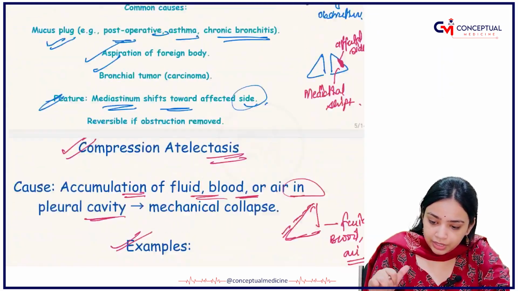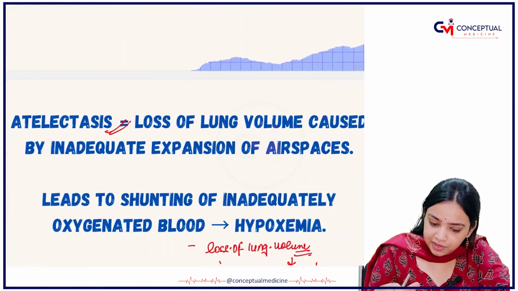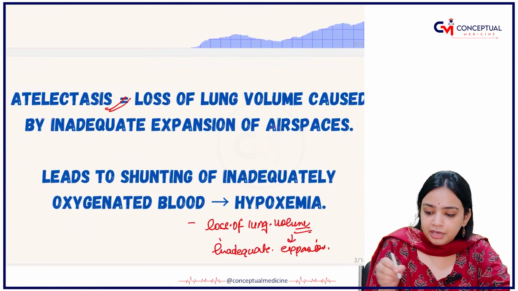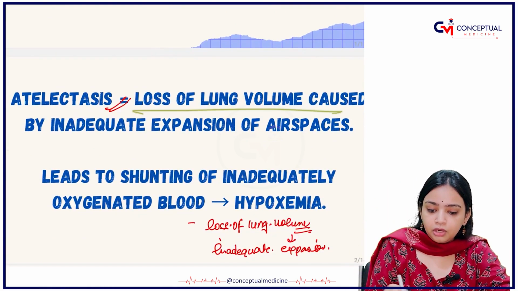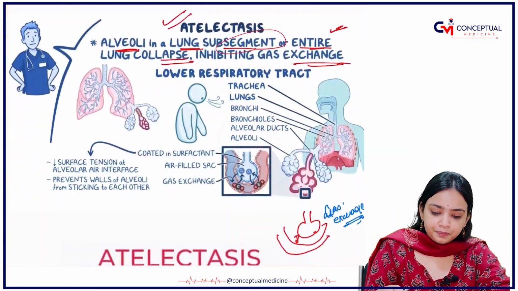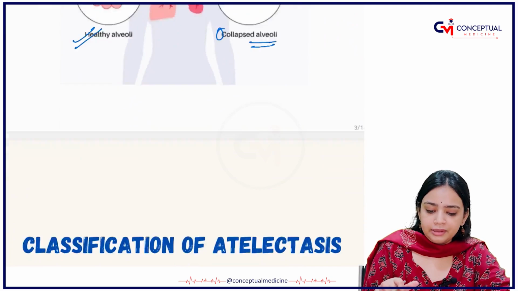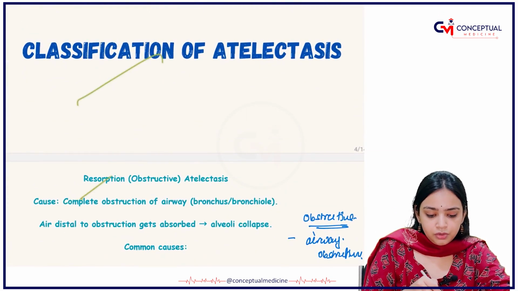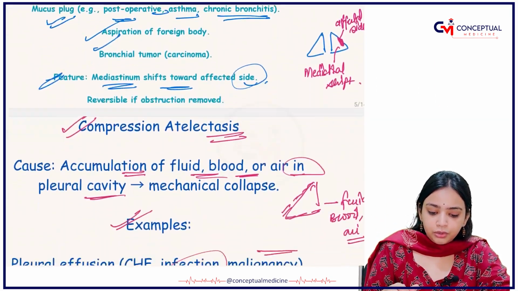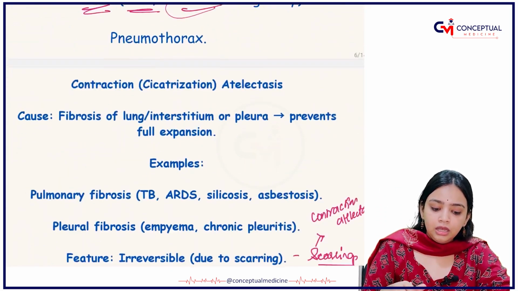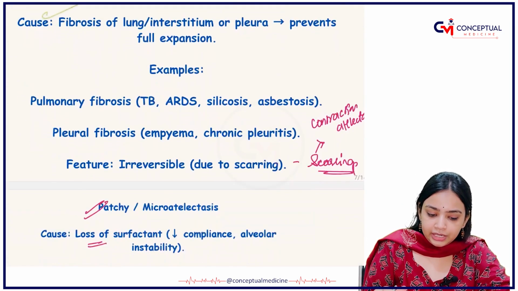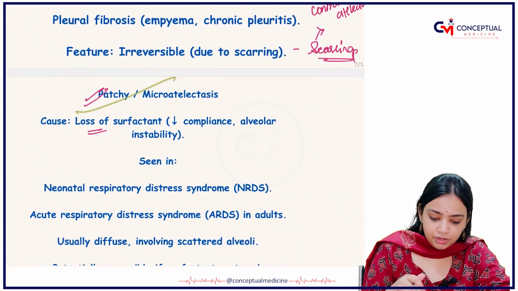So this was all about atelectasis. Let's just recap what we have read. Atelectasis means there is a loss of lung volume due to any obstructions. These are your healthy lungs. These are your collapsed alveoli. Classification: you have the obstructive one, which is due to obstruction, the compression one, then you have the contraction atelectasis, then you have the patchy one.